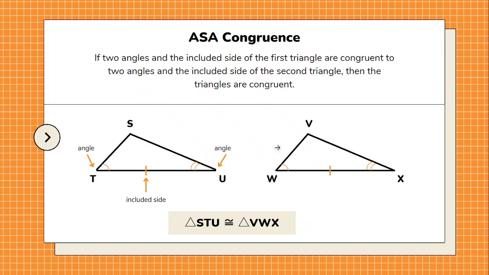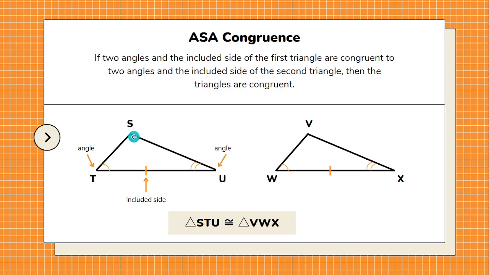Now let's take another congruency. Next is ASA. I hope from the name only you are able to identify which two triangles are congruent. ASA means angle, side, angle. So two angles and the included side. So if two angles and the included side of the first triangle are congruent, or equal, to two angles and the included side of the second triangle, then we can say these two triangles are congruent. So here what can we write?